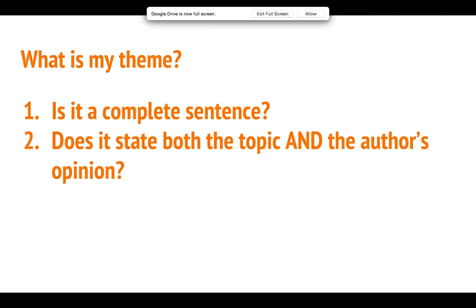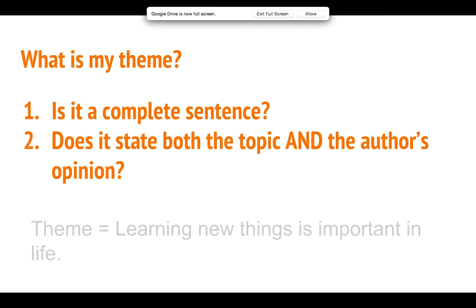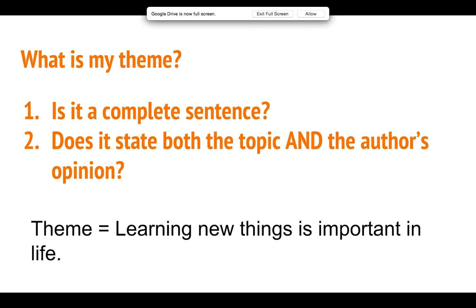For example, it could be something about being grateful. We need to add an opinion: being grateful can cause changes for your future. I'm going to be using the Giver example that I showed you yesterday, and the theme that I'm going to choose is learning new things is important in life.